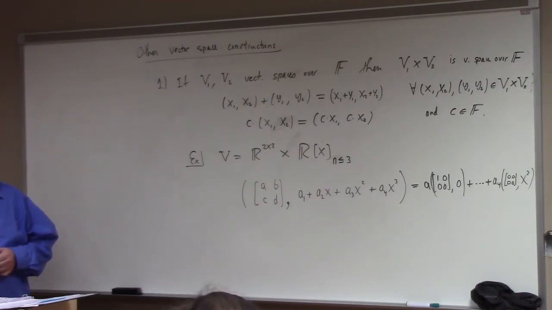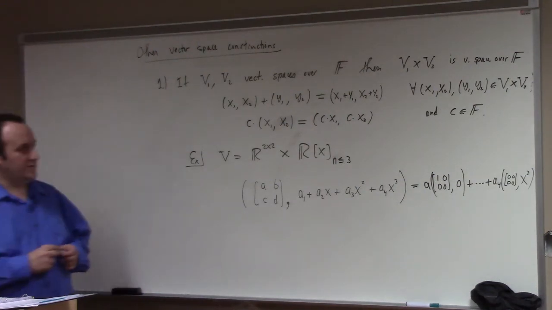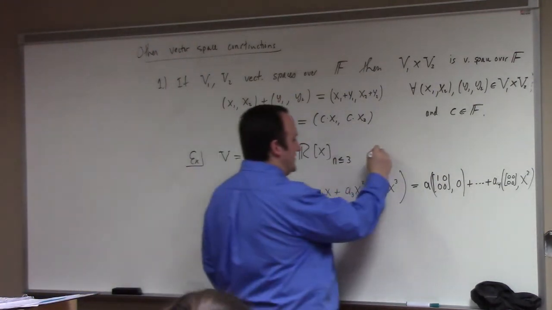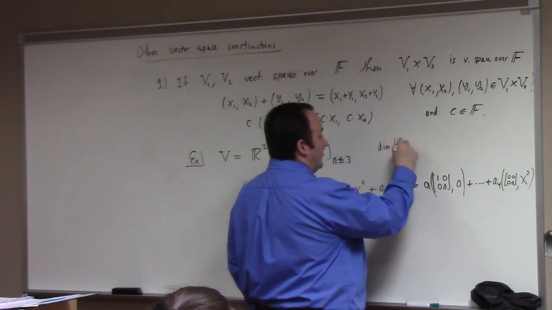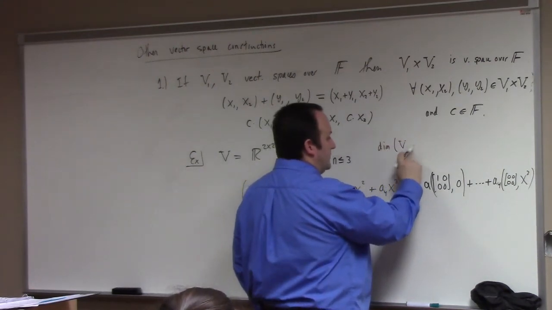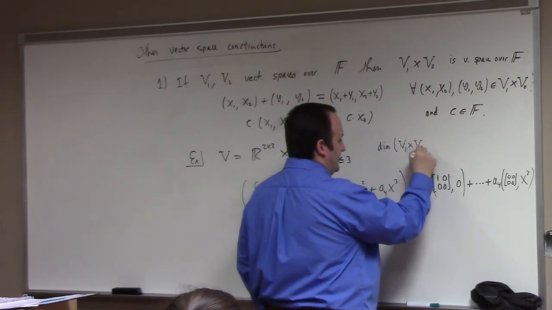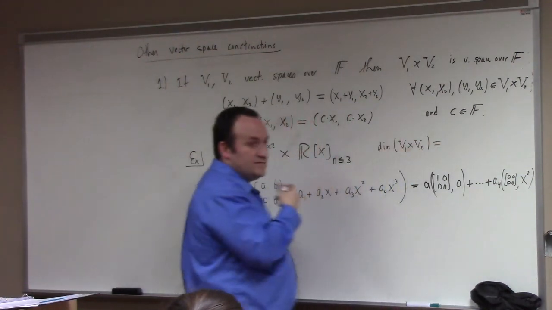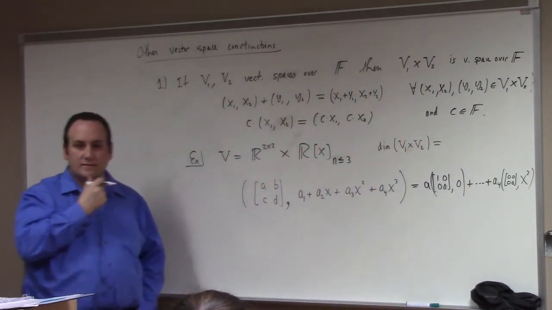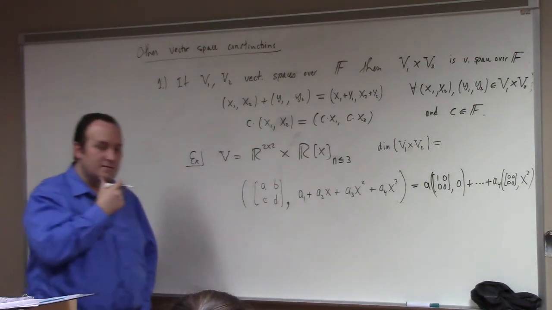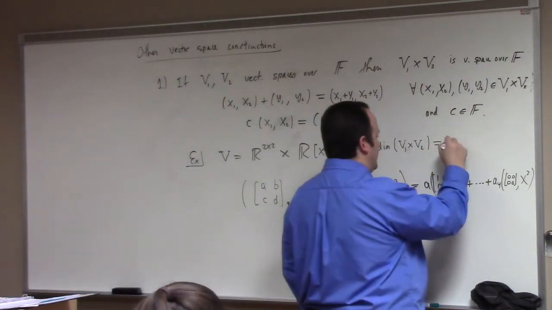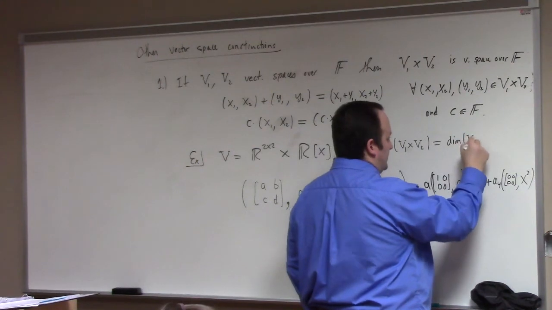So if we trust that intuition, then what's the dimension of V cross W, V1 cross V2? What would be the dimension? What do you guys think? What do you think that should be? Indeed, it is in fact just the sum of the dimensions.